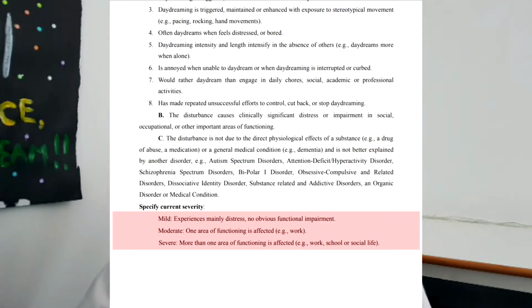Maladaptive daydreaming interferes with at least one aspect in a person's life, whether it be social situations, relationships, work, school, chores, needing to focus, study, you name it. It has to at least interfere with one daily activity, I can almost call it. However, if you scroll down in the diagnostic criteria, you will see the severity ratings for mild, moderate, and severe. Now, if we look at mild, it says experiences mainly distress with no obvious functional impairment. So basically, the most important thing about maladaptive daydreaming is that it causes distress.